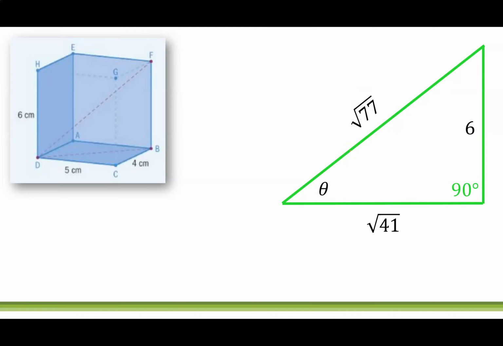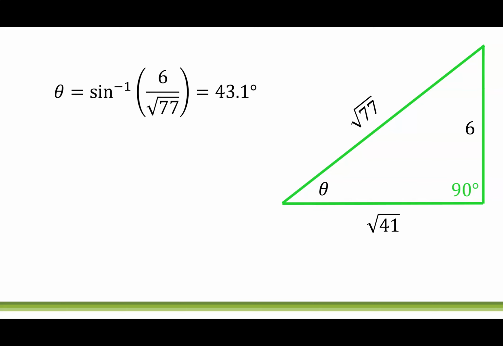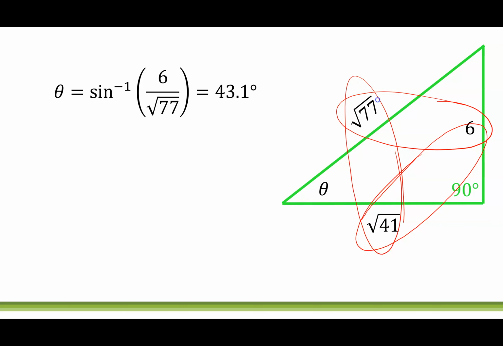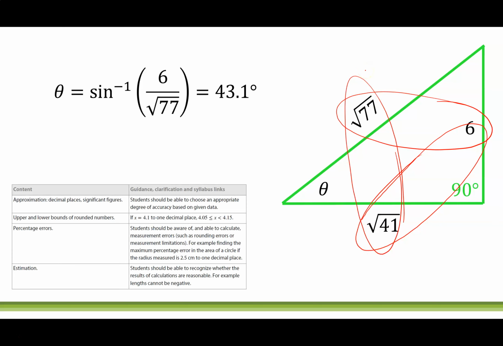But now I can also go find that angle that they said they want, angle BDF, labeled with theta on this diagram, and the choice is yours. You can go with a sine relationship or a tangent or even a cosine. It makes no difference, and you get 43.1 degrees.